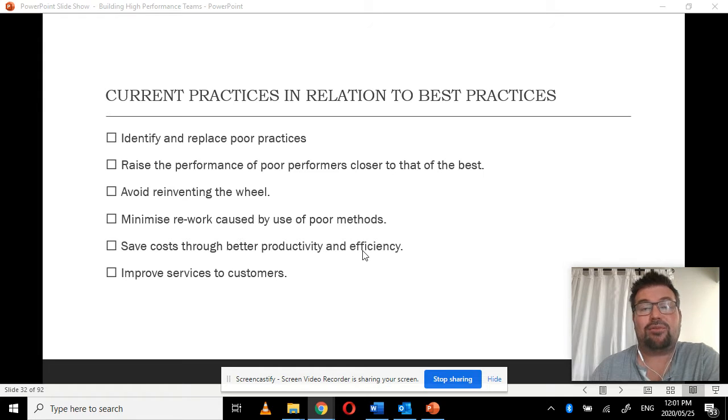We're going to save costs. So if we move towards better practices, we're going to have better productivity and efficiency. And then we improve our service to clients. Now, if we do that, we're going to start to see real significant changes in our profits. We're going to see some changes in our organizations because we are becoming better at what we are doing. Right, next slide.